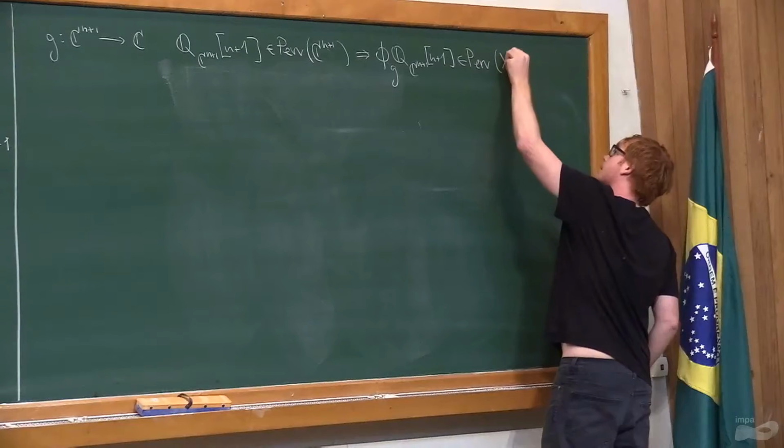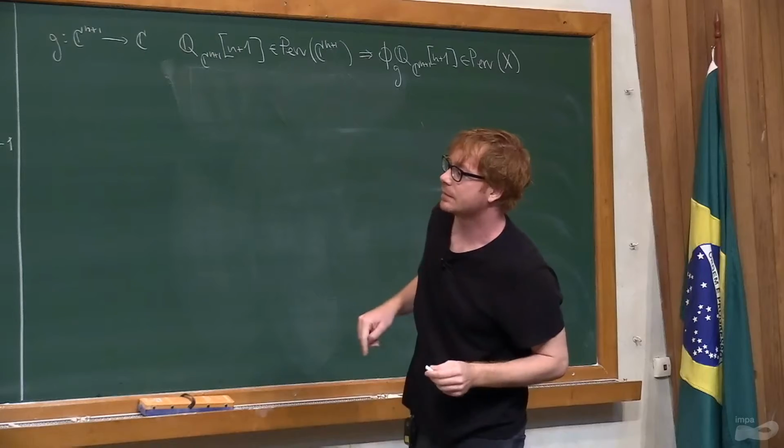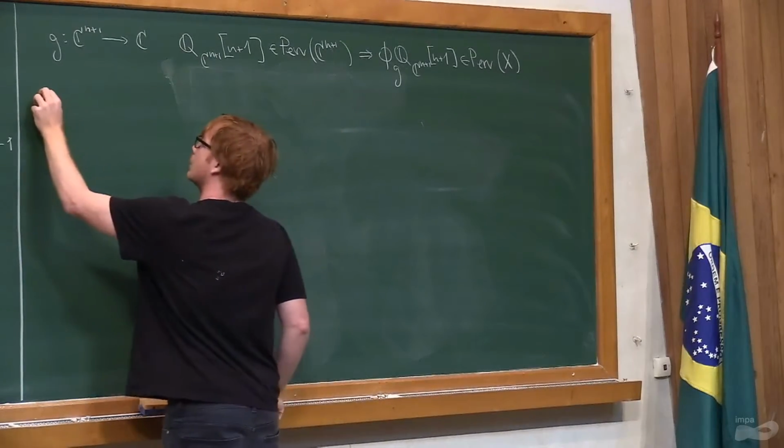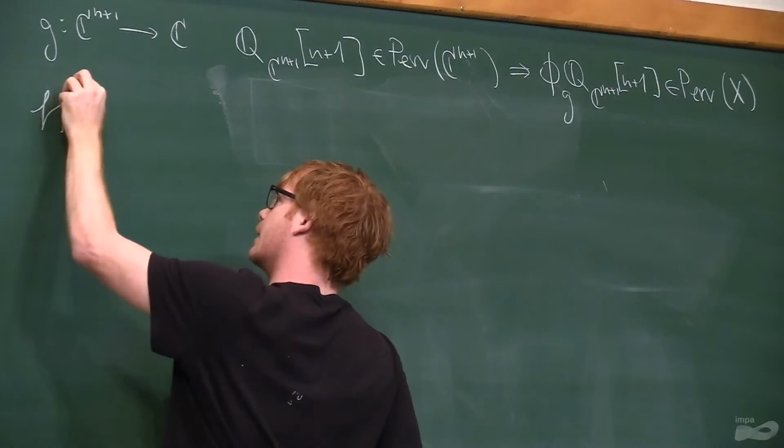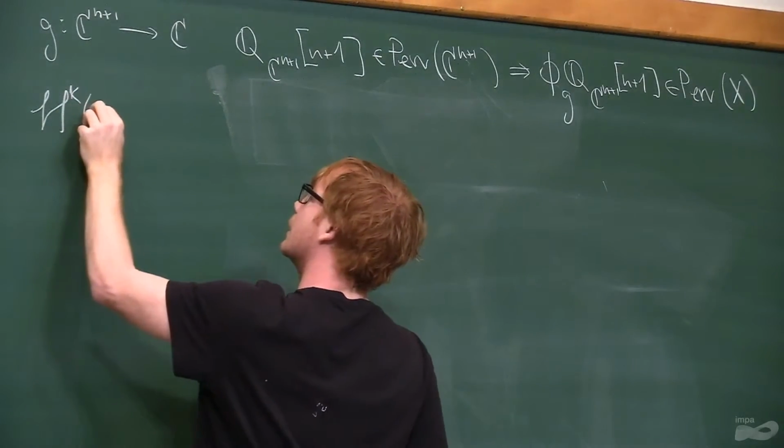Right? Now let's see what this stalk cohomology is. All right, compute this guy. It's K of, oh God.